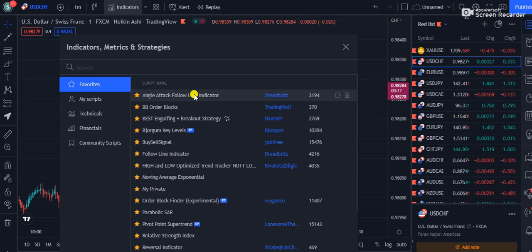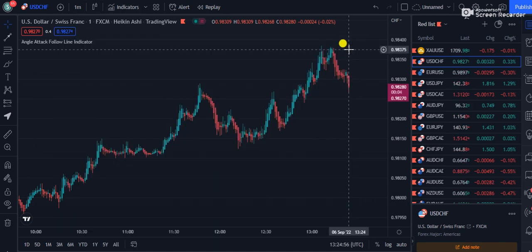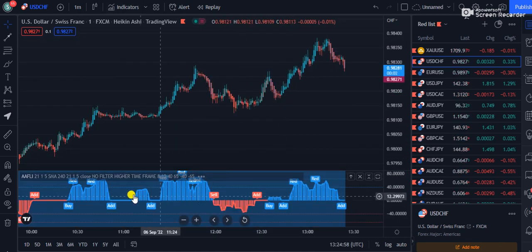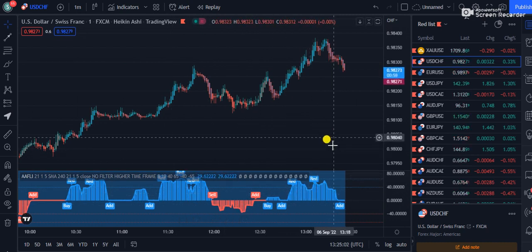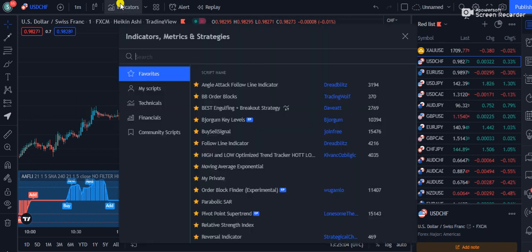Okay, the first indicator that we will be using in this strategy is the Angel Attack Follow Line Indicator, by Dread Blitz. Okay, 3194 traders are already using it. So if I attach that indicator on my screen, basically it appears on the lower side of your TradingView platform like this.